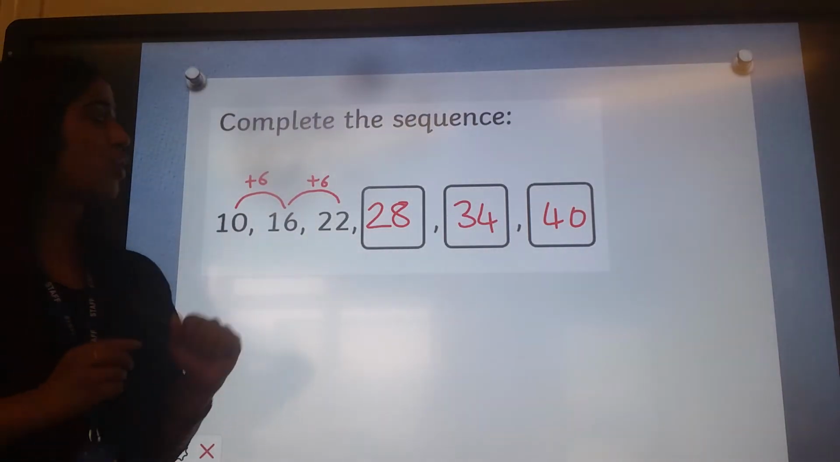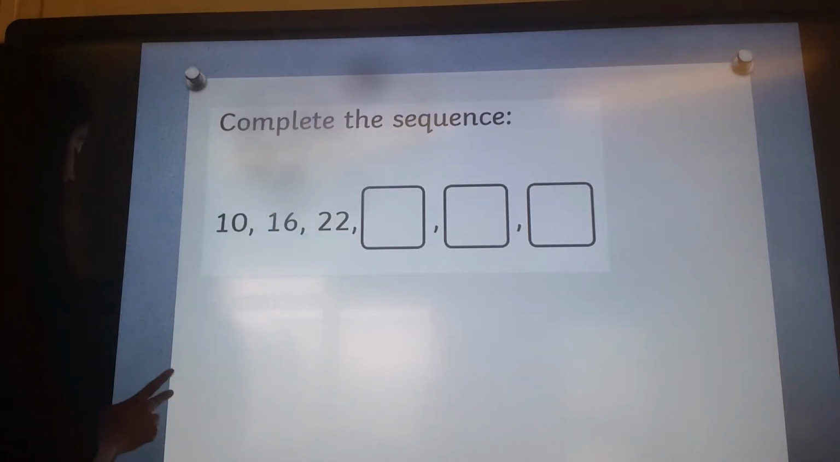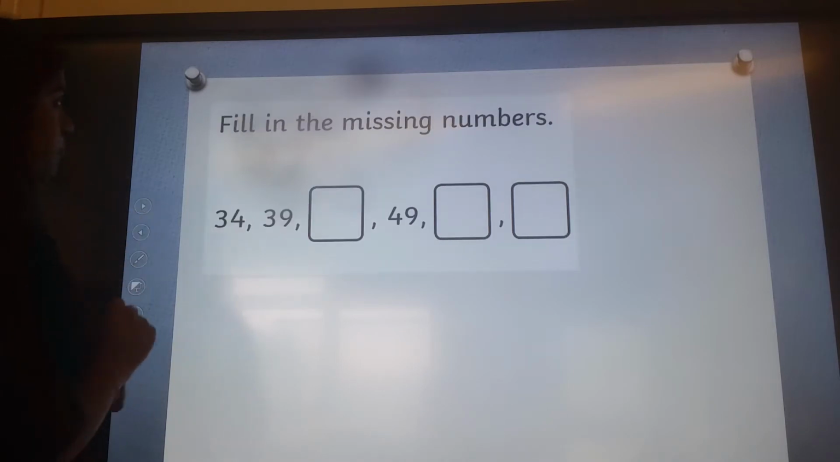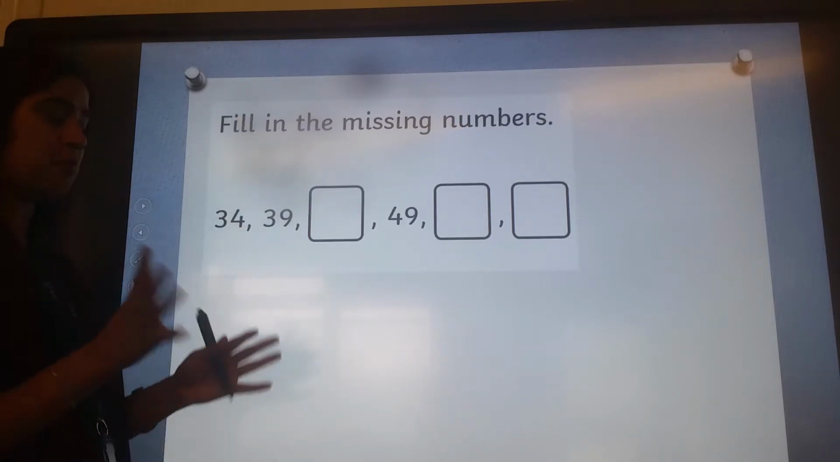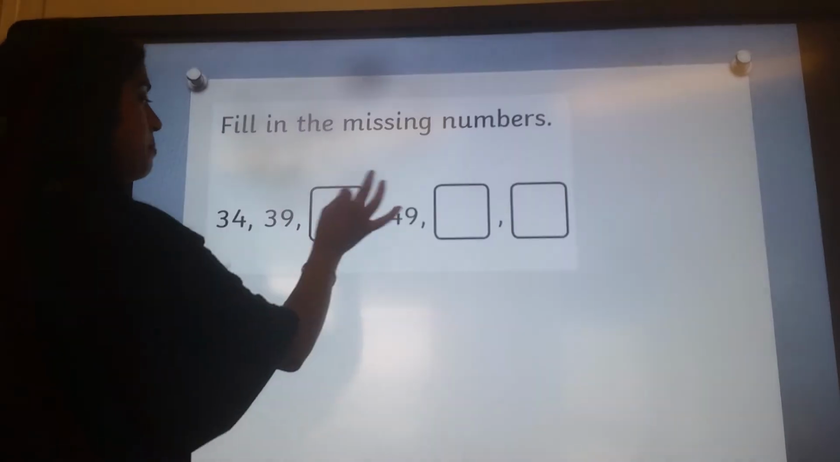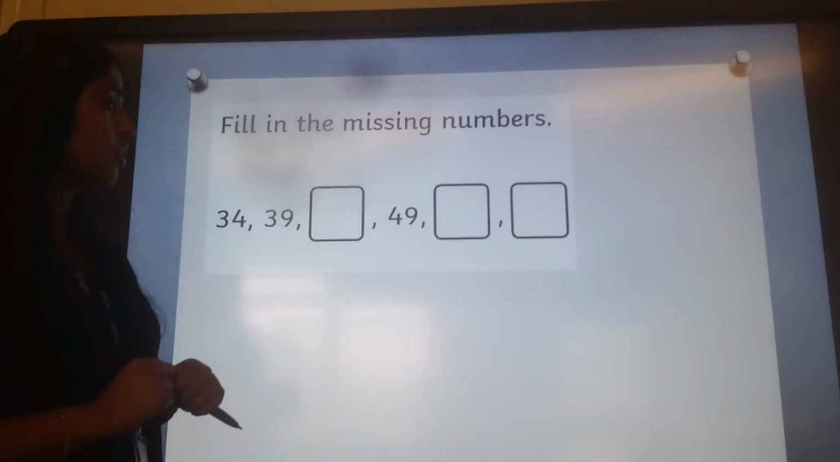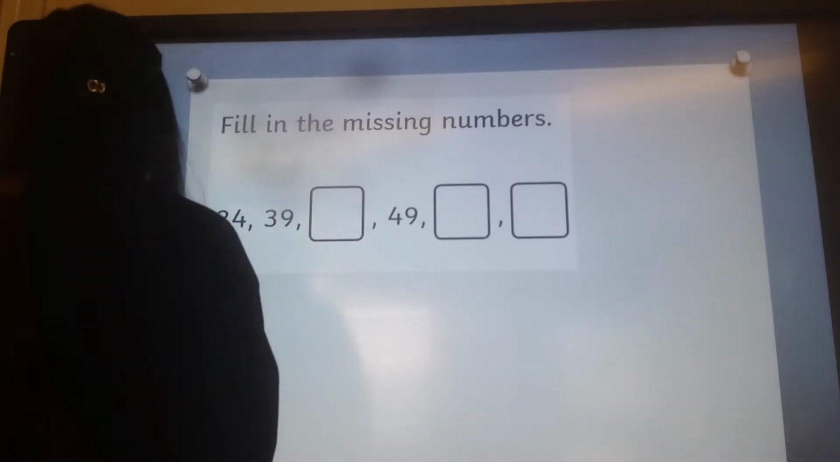So well done if you got that question correct. Next question. Again, fill in the missing numbers. This time it's a bit trickier because you've got some numbers in the middle that you need to calculate the answer to. Off you go.